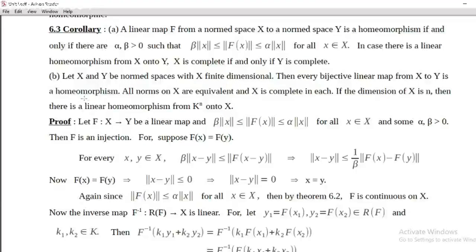Okay, 6.3 corollary B part. Let X and Y be normed spaces with X finite dimensional. Then every bijective linear map from X to Y is a homeomorphism.